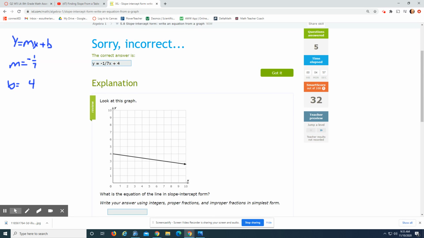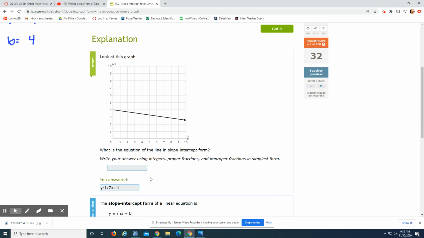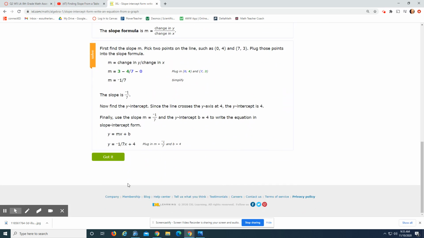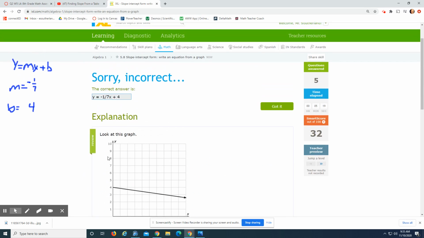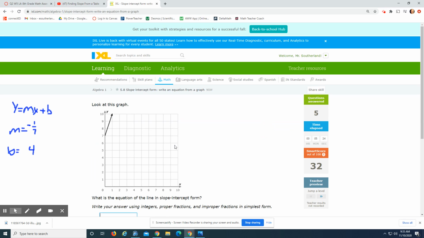It says I got something wrong, so we're going to take a look and see what I did wrong. Oh, I can tell you right now. So look what I answered. Y negative 1/7 x. I forgot the equal sign. Let's look at that final answer. So be careful, because that was a silly mistake on my part, because I got the right answer. I just forgot to put the equal sign. So not a big deal. We just go back and we start over.